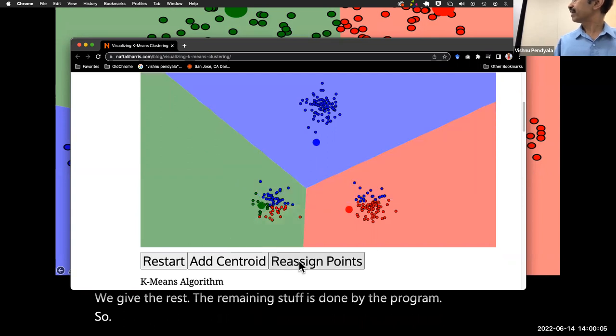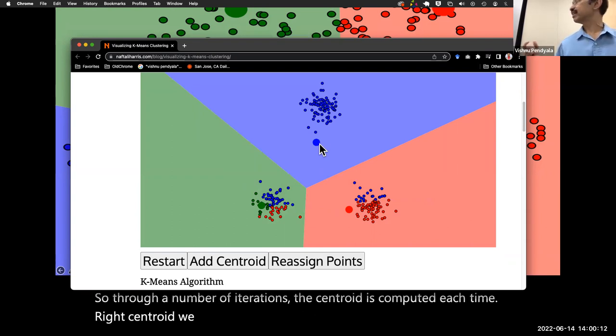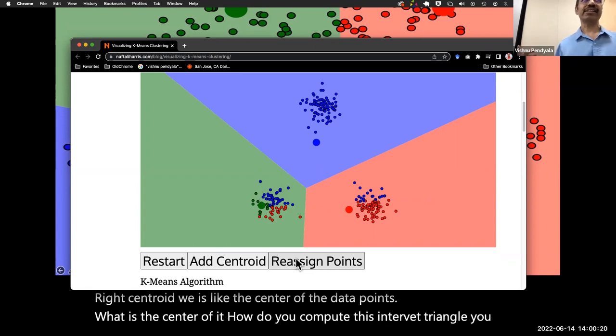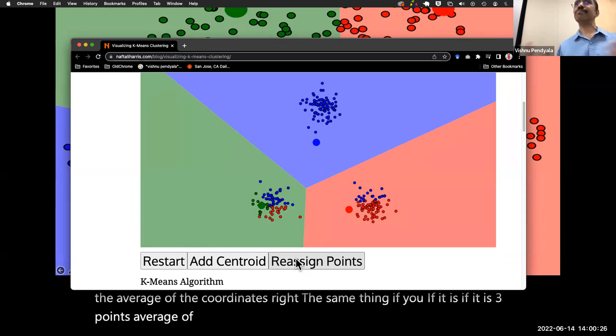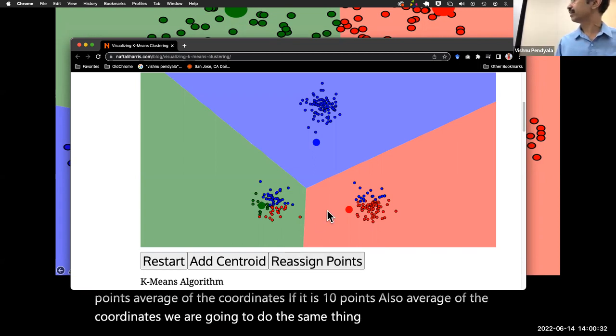So through a number of iterations, the centroid is computed each time, right? Centroid, we all know, is like the center of the data points. So what is the centroid of a triangle? How do you compute the centroid of a triangle? You take the average of the coordinates, right? The same thing if it is 3 points, average of the coordinates. If it is 10 points, also average of the coordinates. We are going to do the same thing to compute the centroid each time.